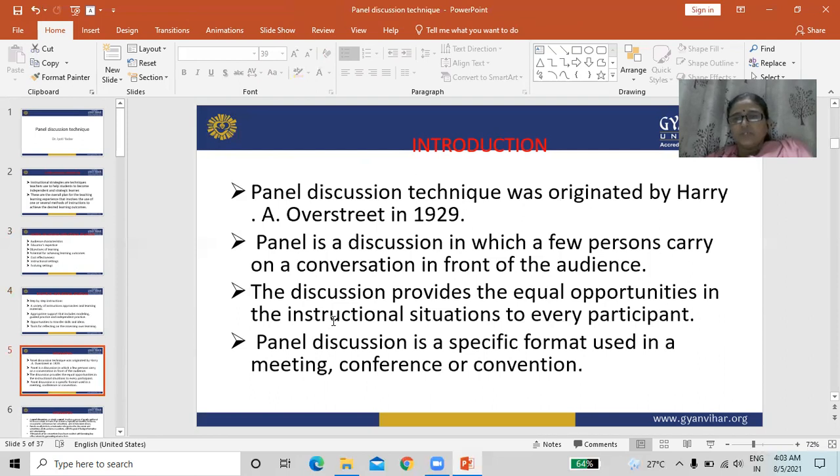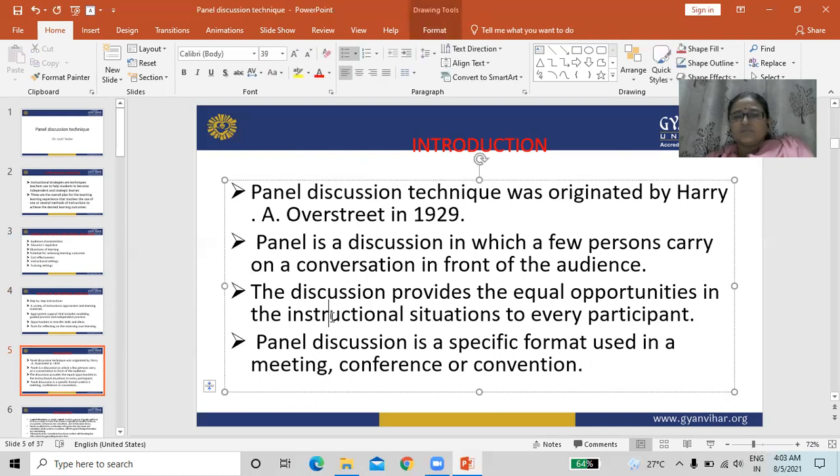Now we will discuss panel discussion. First, we will discuss the introduction of panel discussion. Panel discussion technique was organized by Harry A. Overstreet in 1920.